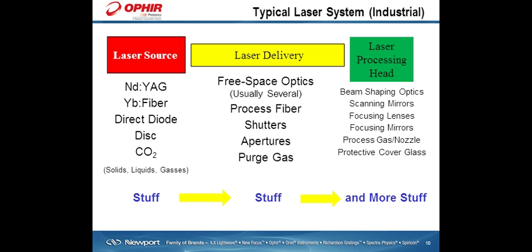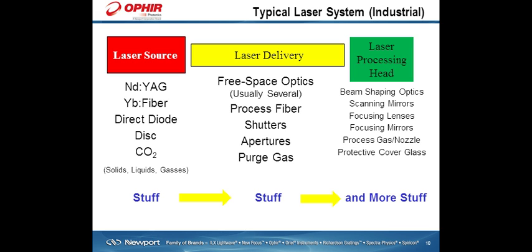And then finally, when you've got the laser to where you need it to go, you've got some kind of processing head that is dictated by what you're using the laser for. There's cutting, welding, and scribing. This is your laser processing head. These are made up of beam shaping optics, scanning mirrors, focusing lenses, focusing mirrors, process gas and a nozzle, and protective cover glass. There's a lot going on with this laser system.